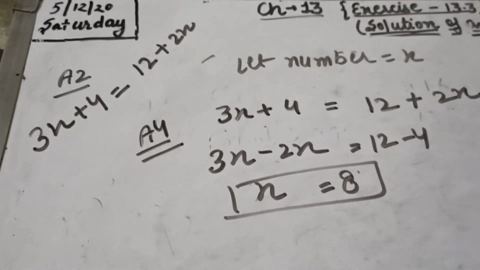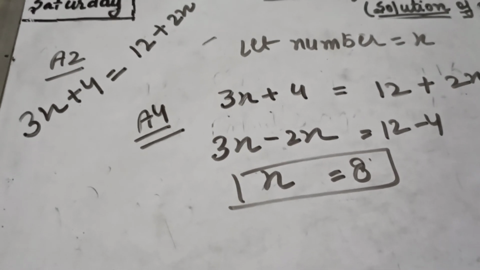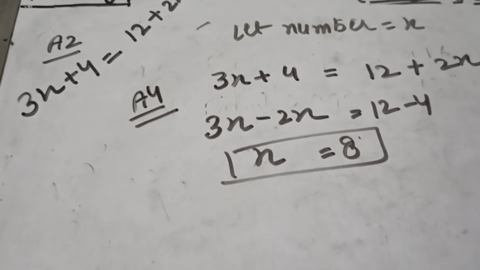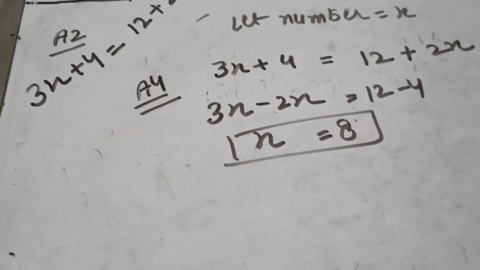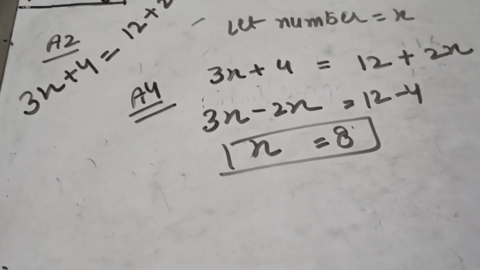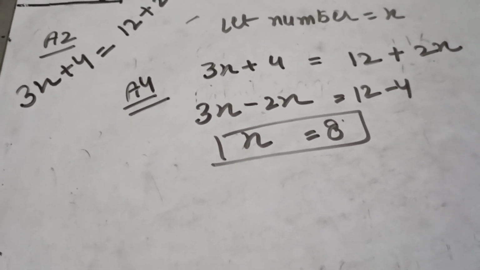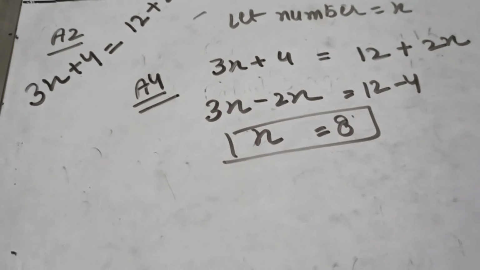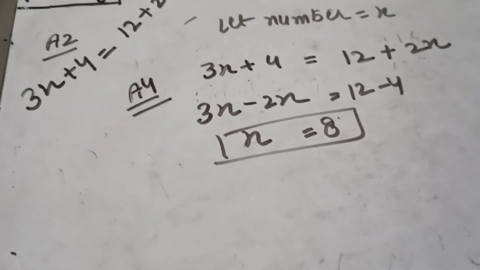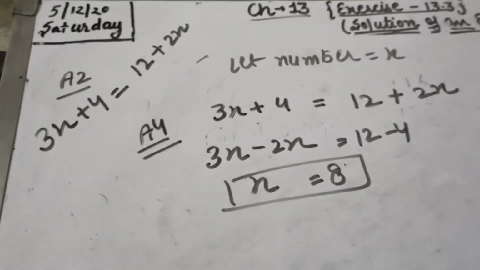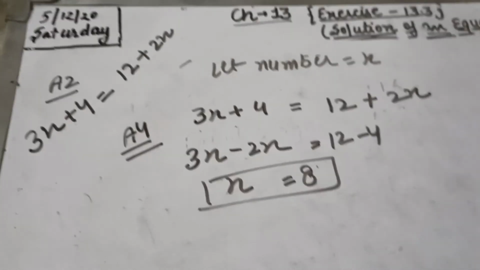Now A5. Uma Shankar has 1 liter of salt solution which has 30% salt. He wants to dilute the solution by adding water so that he gets a solution having 20% salt. Find the amount of water that he has to add. So this question you will try to do. For today your homework is to try to do questions A5 and A6. These two questions we will discuss in the next lecture.